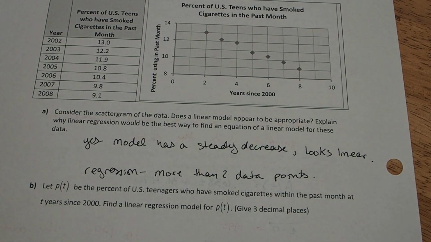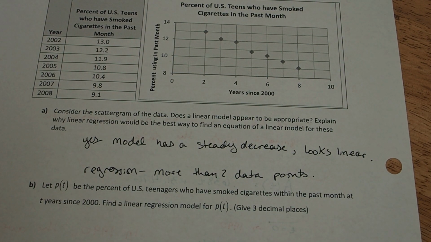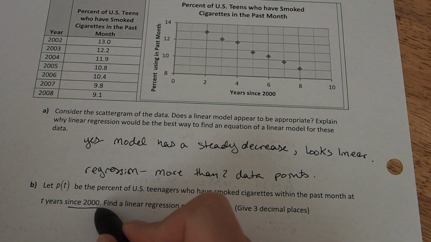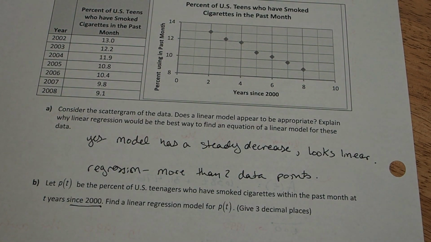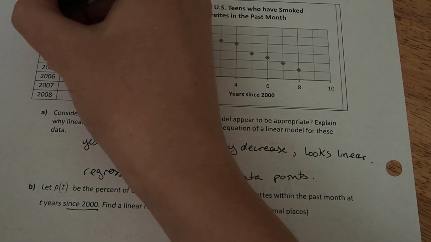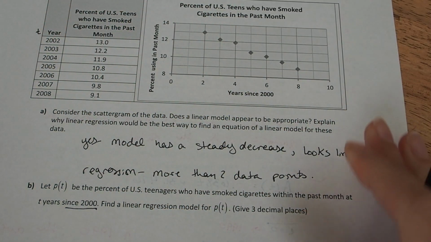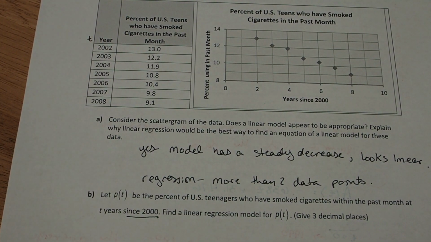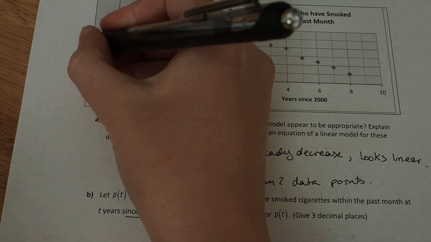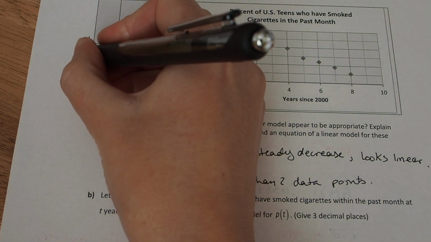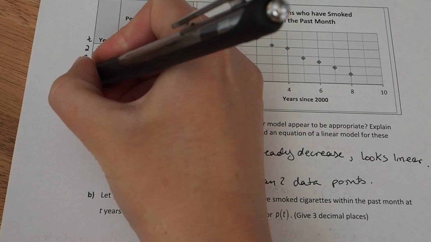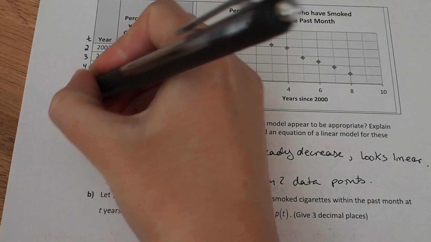Okay, so in part B, we're going to use our calculator to find that model. We want to work with years since 2000. So the first thing we're going to do is list our t-values for each of these years. If I want to list years since 2000, 2002 is going to get the t-value 2, then 3, then 4, then 5, 6, 7, and 8.